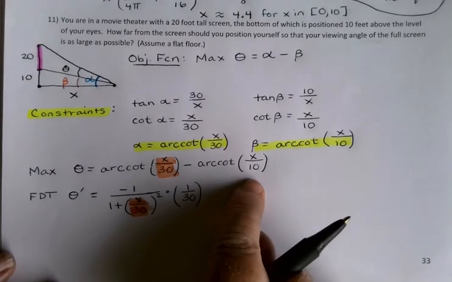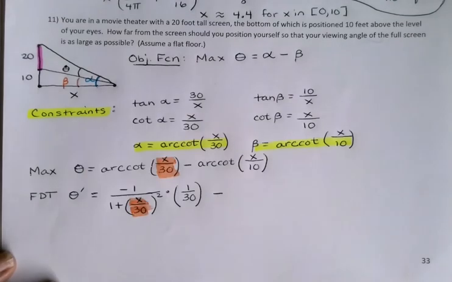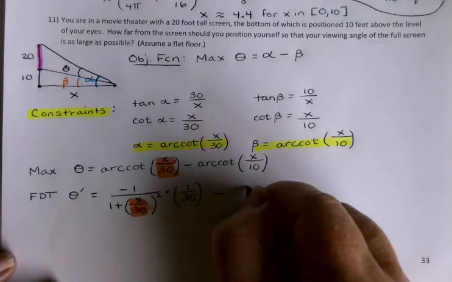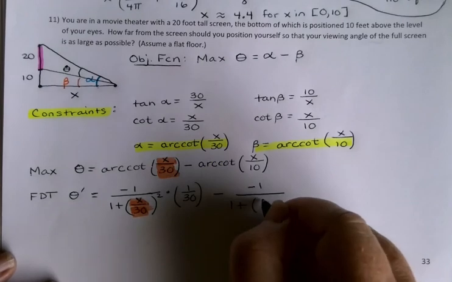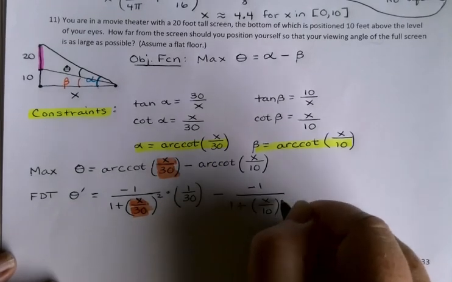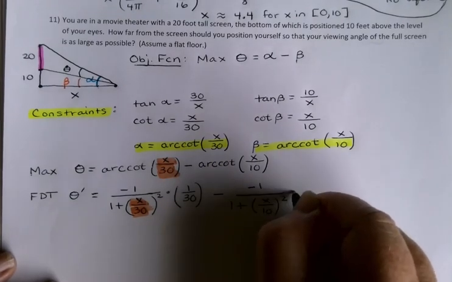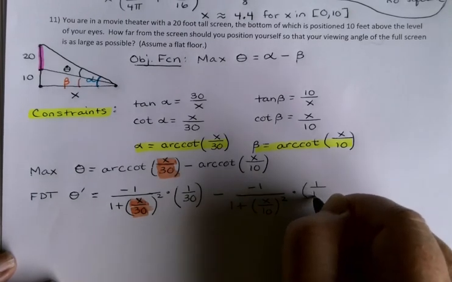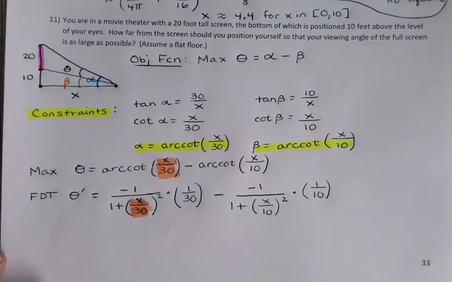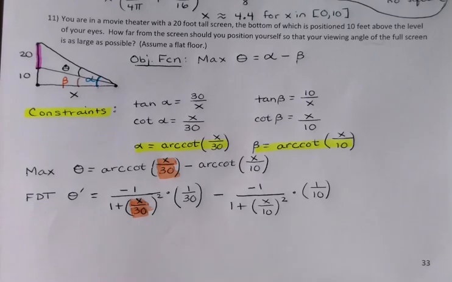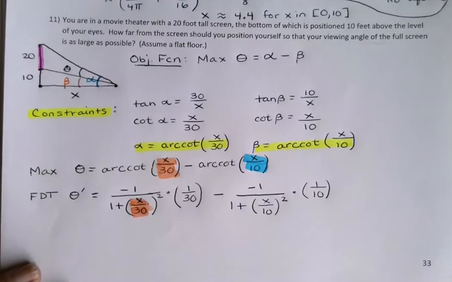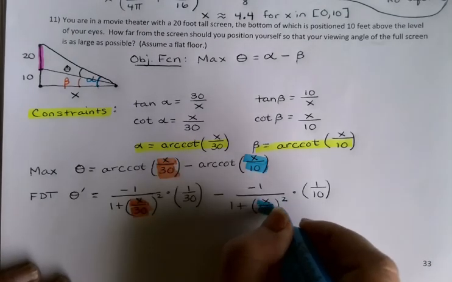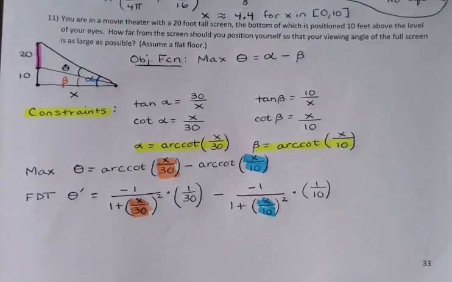All right, similar situation over here. I'm subtracting the derivative of arc cotangent x over 10, which will be negative 1 over 1 plus, and this time x over 10 squared, times 1/10 for the chain rule. And once again, I'll just call your attention to the fact that because x over 10 was inside my parentheses here, that's what I used instead of x in the derivative.